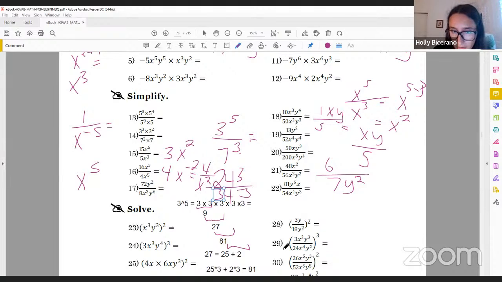Okay, so now let's take a look at another example. Let's do number 20. With number 20, if we simplify that 50 over 200, we should have 1 over 4.